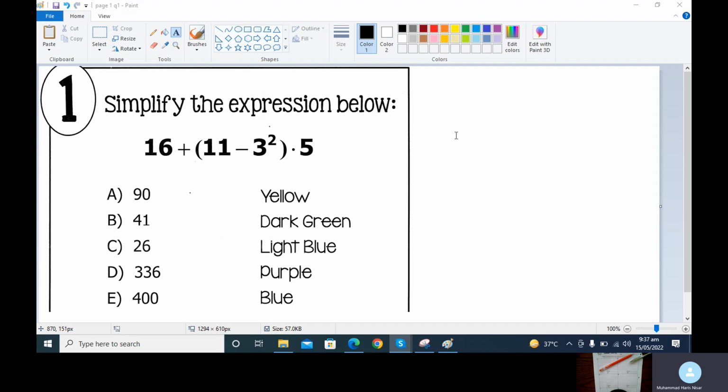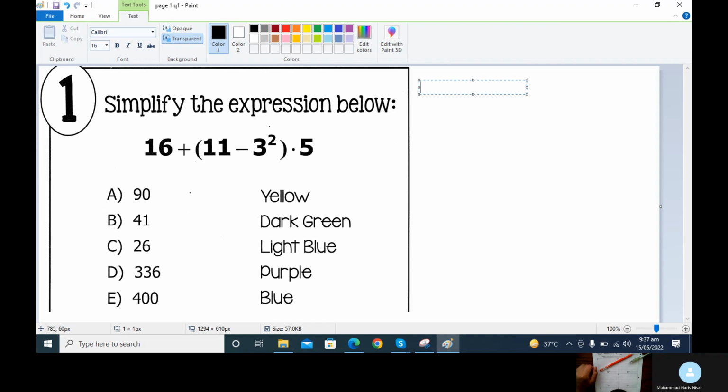I think you know it, PEMDAS. Yes, very good. PEMDAS. Excellent. So you will name PEMDAS here. You should always remember it.